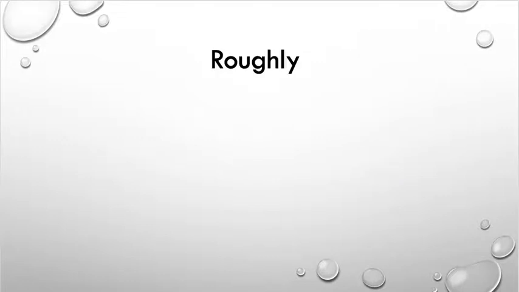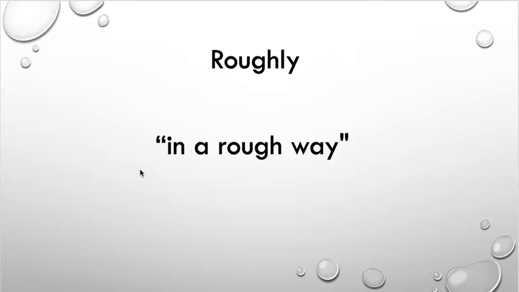So let's take a look at the word roughly. When we added the suffix ly to the word rough, it became roughly. So the new meaning of roughly means in a rough way. So we've added this suffix on to the adjective of rough, and we've turned it into an adverb that explains that something was done in a rough way. So it explains more about the verb and that adjective.